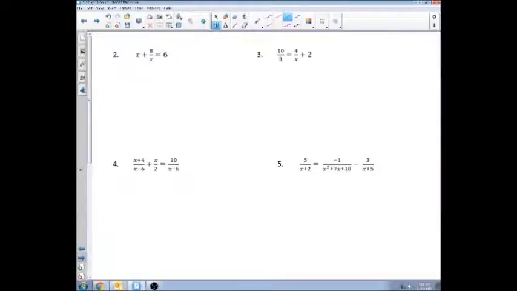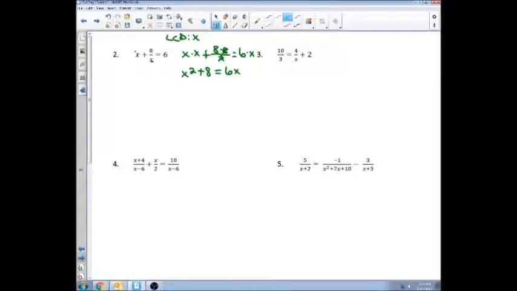All right. Now on to the back. Let's look at problem number 2. I only have one denominator here, which means that my LCD will just be that denominator. So my LCD is x. So I'm going to take x times x plus 8 times x over x is equal to 6 times x. Well, x times x will get me x squared. 8 times x over x, that one x can go away, so plus 8 is equal to 6x.